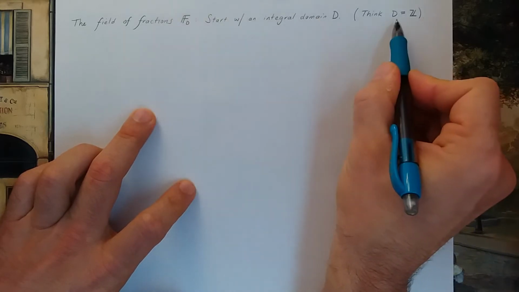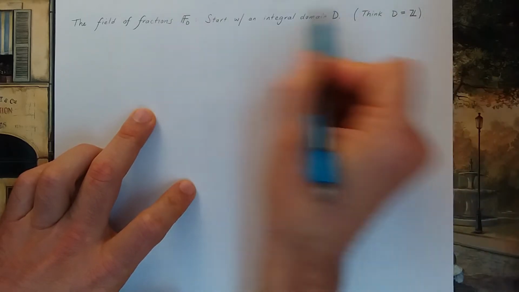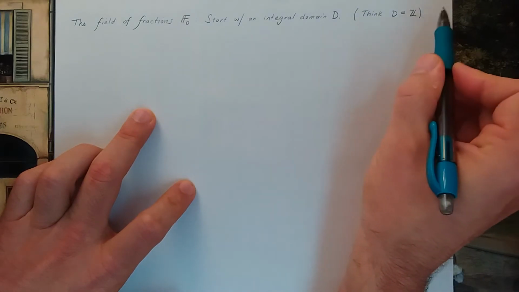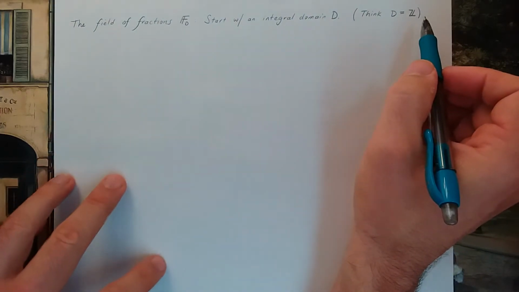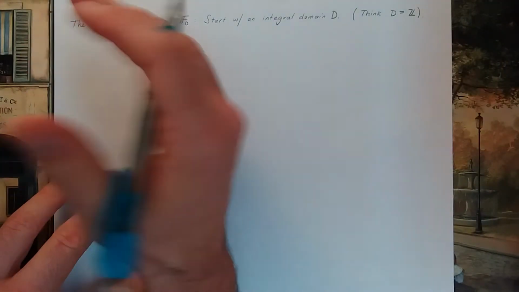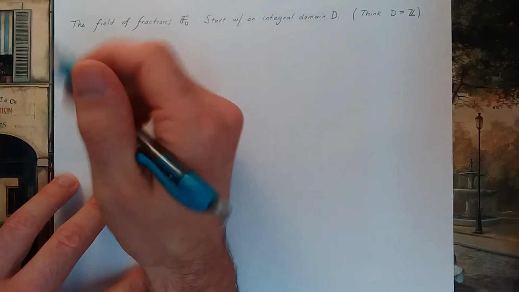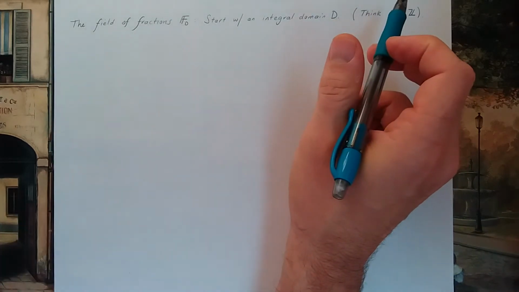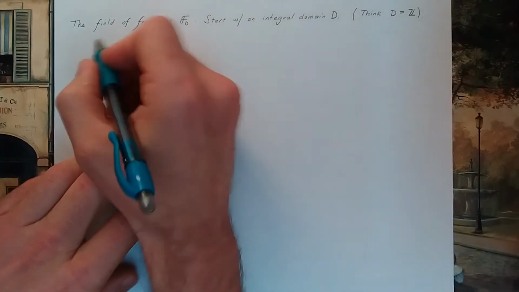So if you start with the integers, the smallest field that contains the integers is the rationals. So how are we going to do this? We're going to mimic the rationals. We're going to kind of copy the addition and multiplication from the rationals and adapt it for an arbitrary integral domain.